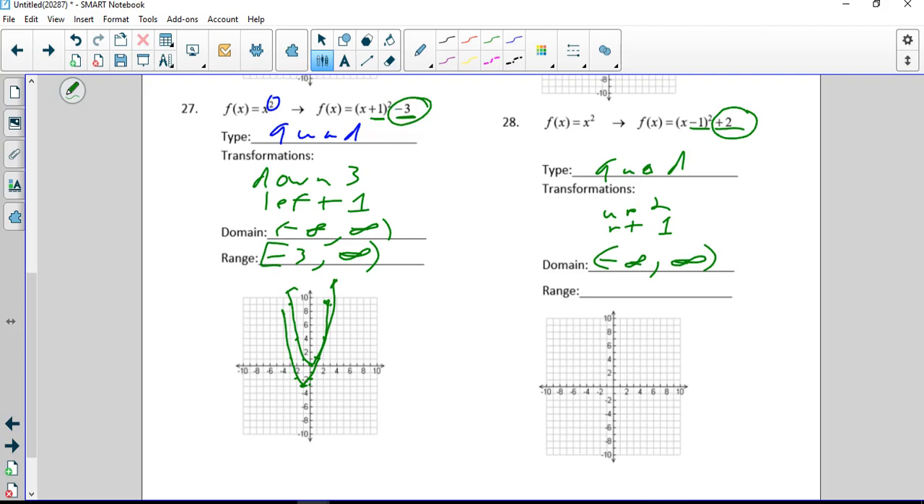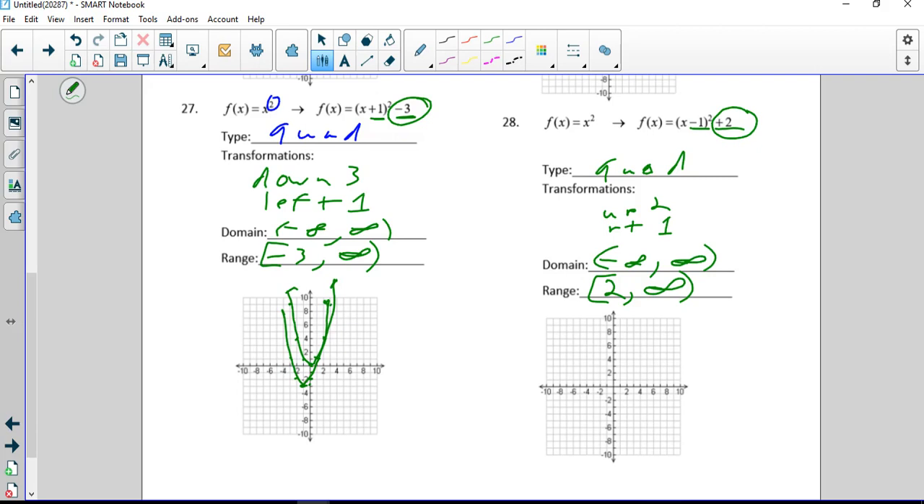Without even looking at the graph, I know that's the bottom part of my range, because it went up 2. So the vertex has moved up 2 spaces. It's also moved to the right, but that doesn't affect the range.